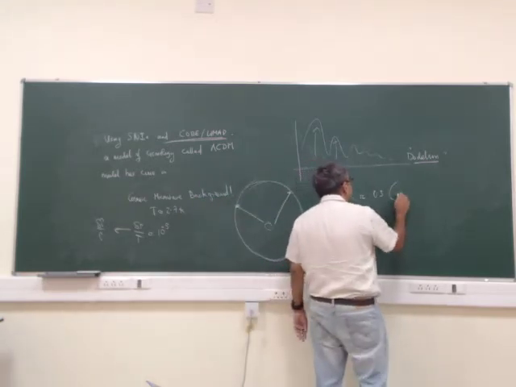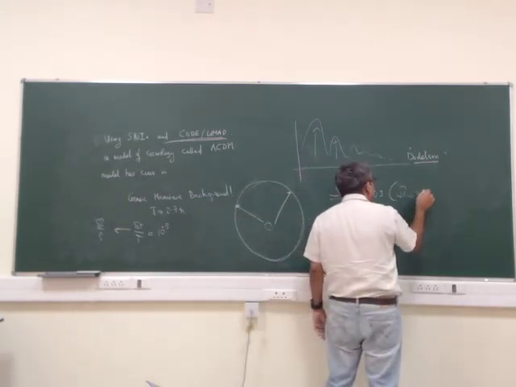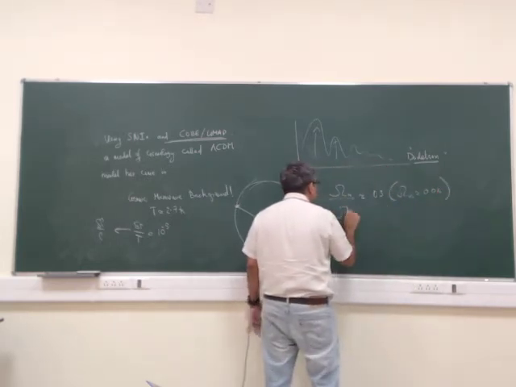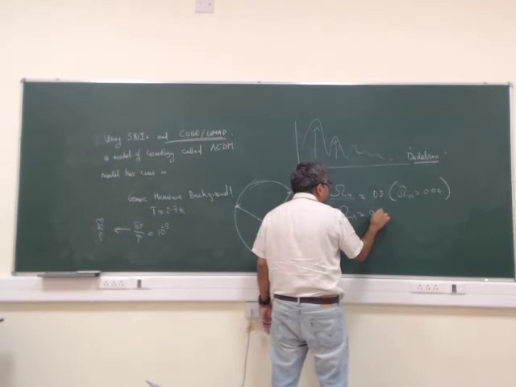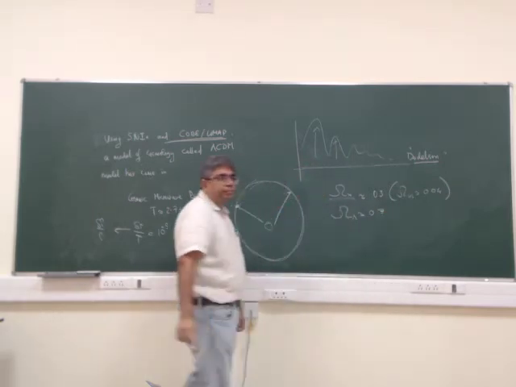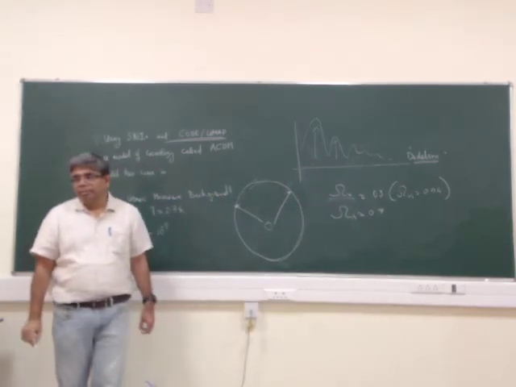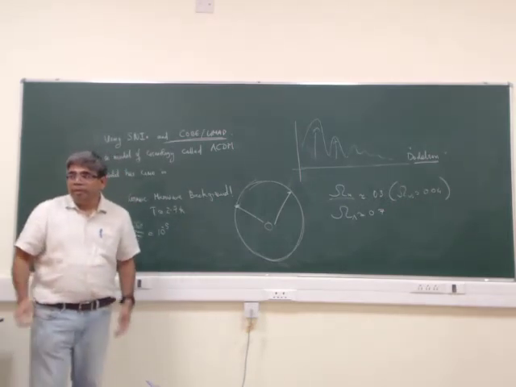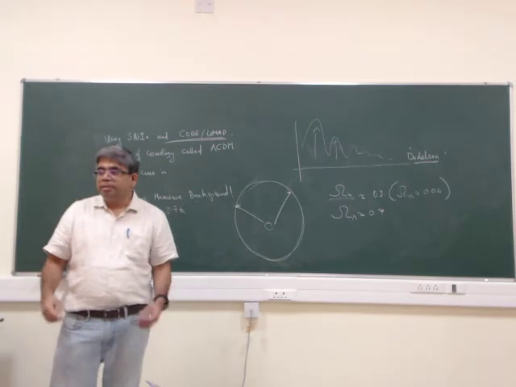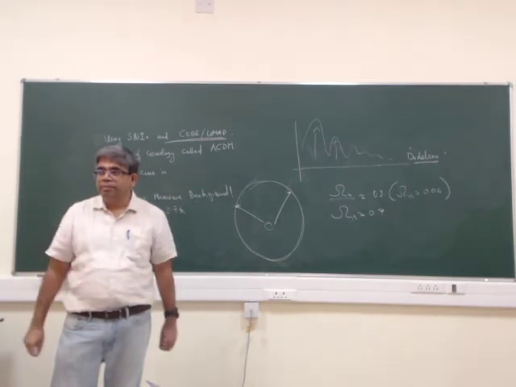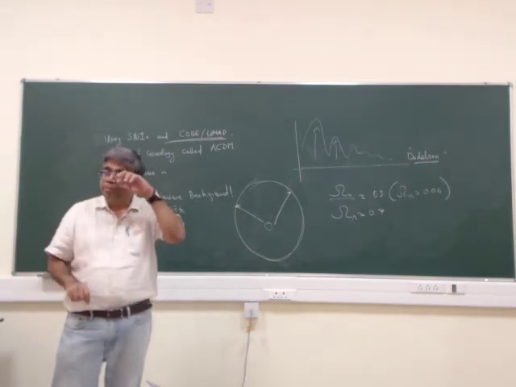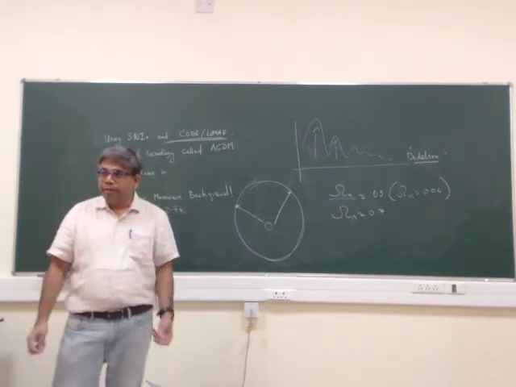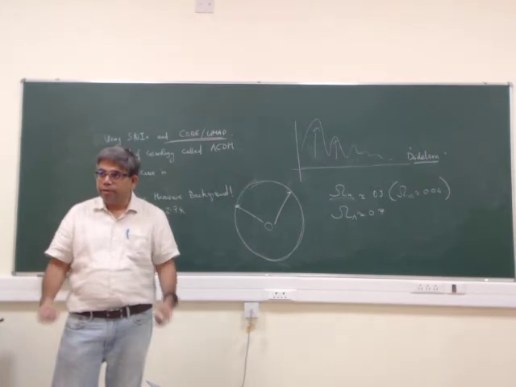So of which omega visible is around 4%. Visible means it interacts with photons. Baryons, essentially. Visible in the sense that they can interact with photons. That's the most important thing. Something which doesn't interact with radiation, you cannot see it.